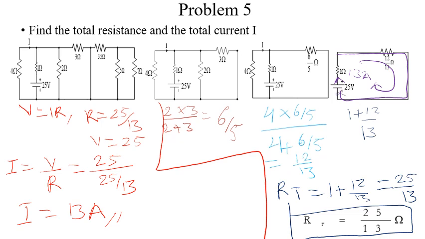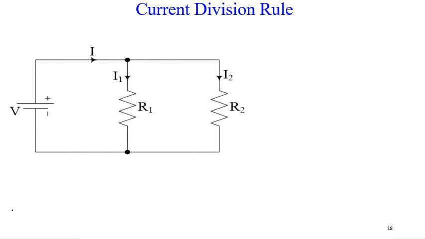From here I'll be moving to our next concept, after which we'll take some examples and we are good to go. Our next concept is called the current division rule. I'm sure they might have shown you how to prove the formulas, but I am not going to do that here. I'm just going to explain it to you and how we use the formulas to solve questions.